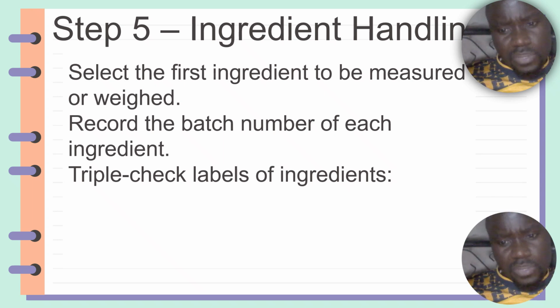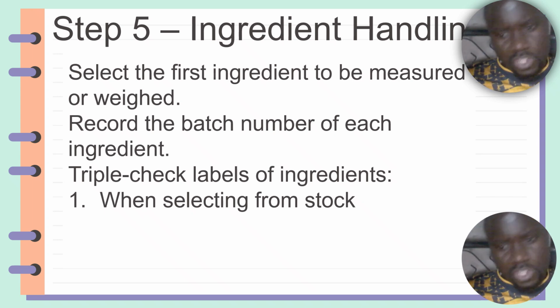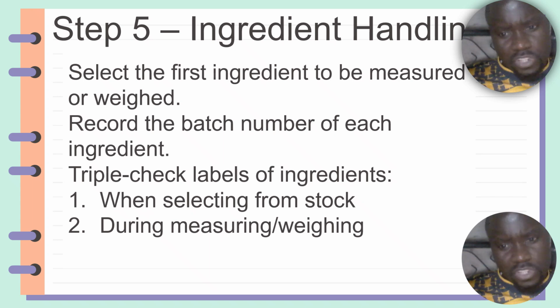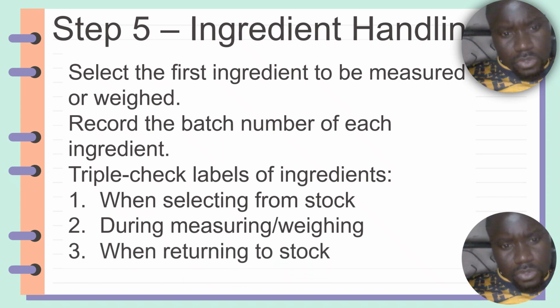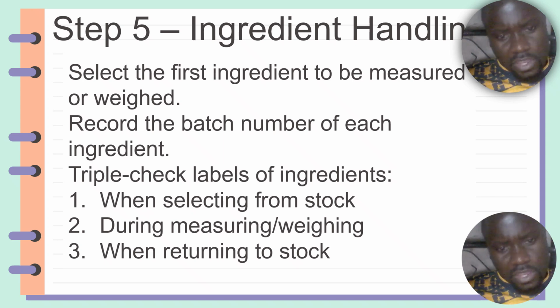At what stages are we going to do these 3 checks? The first check is when we are selecting from the stock, from the shelf. We also have to ensure that it is the correct thing we are picking when we are weighing. Again, we check the bottle. Also, when returning that bottle to where we picked the ingredient, again we have to check. So we have to check 3 times for the ingredients: when we are picking from the shelf, when we are weighing, and when we are returning. That is very, very important.